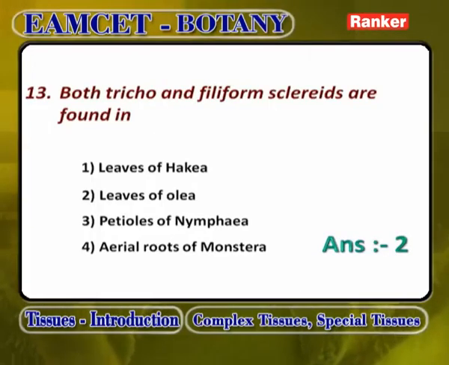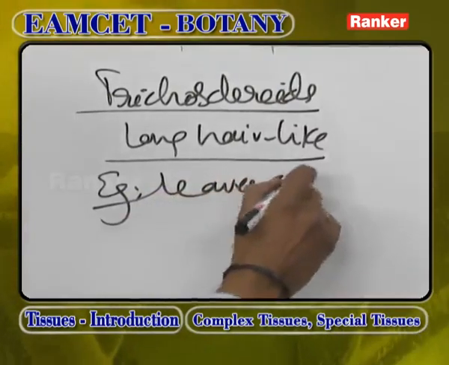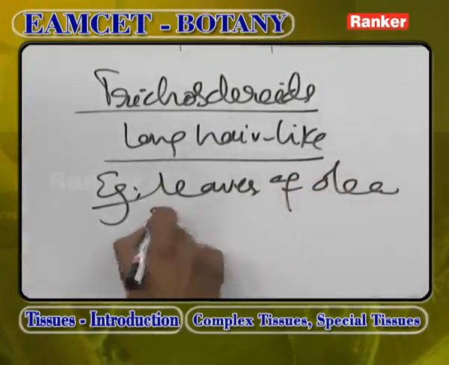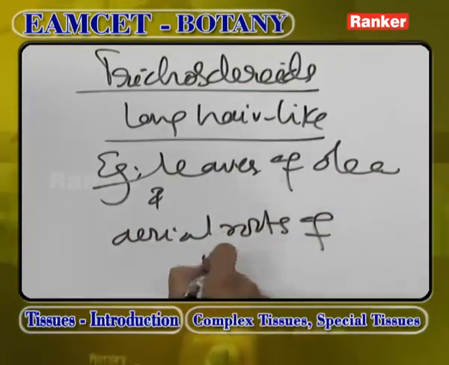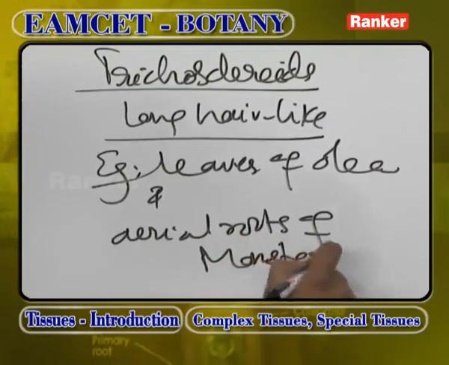Both trichosclerids and filiform sclerids are found in. Trichosclerids means long hair-like branched sclerenchyma cells which enter into intercellular spaces. Leaves of olea and aerial roots of monstera are examples.